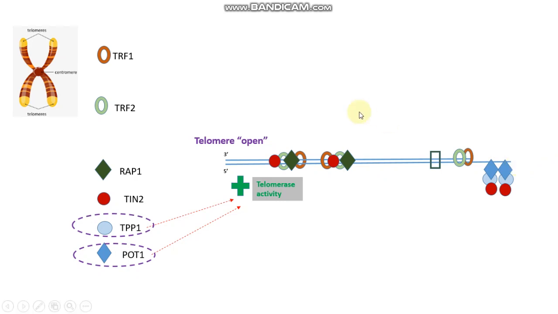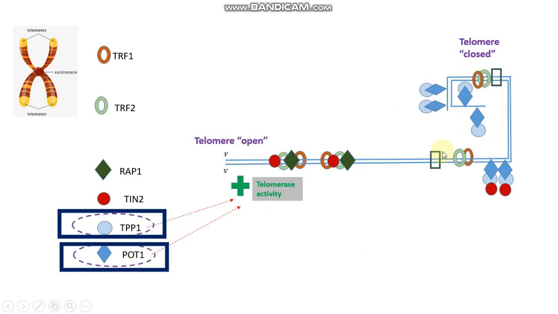So let's have a look at what happens in the telomere closed mode. This is the telomere closed mode, and this is for a longer telomeric DNA track. In this case, TPP1 and POT1 form the same complex here, and these two proteins also form a complex via TIN2, and TIN2 also forms a complex with TPP1 and POT1.